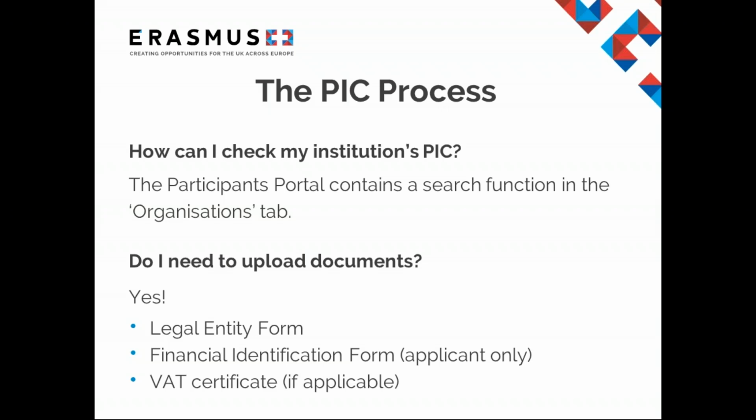We are also frequently asked about what documents need to be uploaded. As an applicant, you need to upload a completed legal entity form and also a financial identification form. Both will have to be accompanied by supporting documents. The legal entity form needs a supporting document, any document of incorporation or registration which proves the legal status of the organization. And the financial identification form needs a supporting document, a recent bank statement.